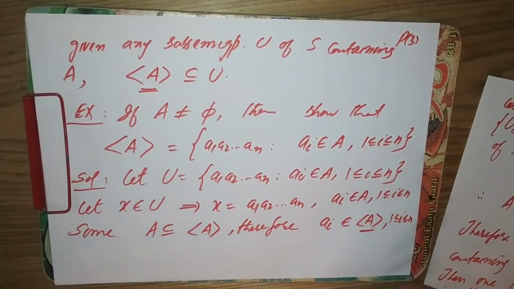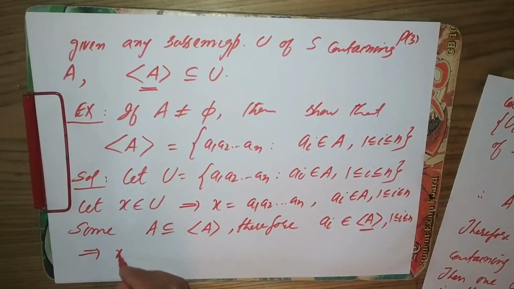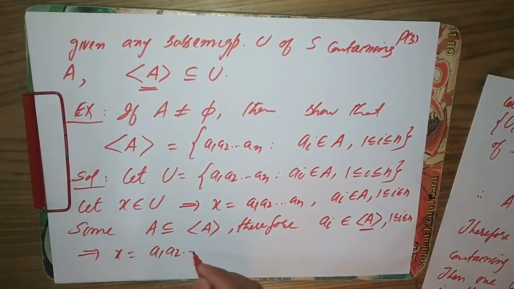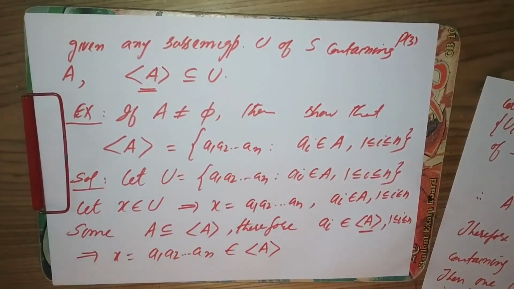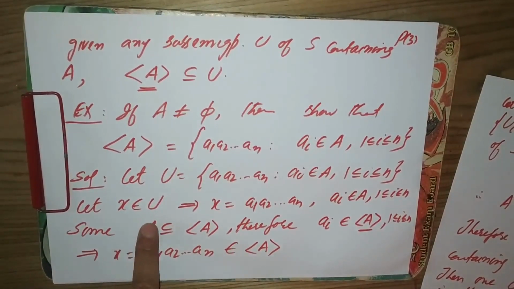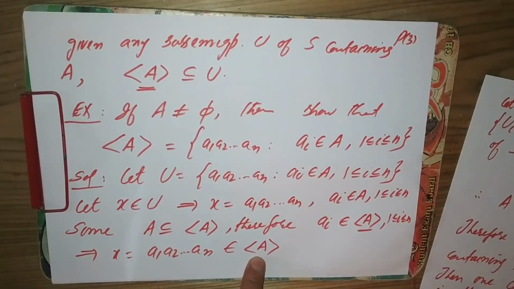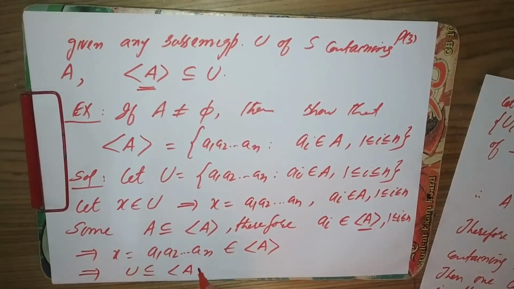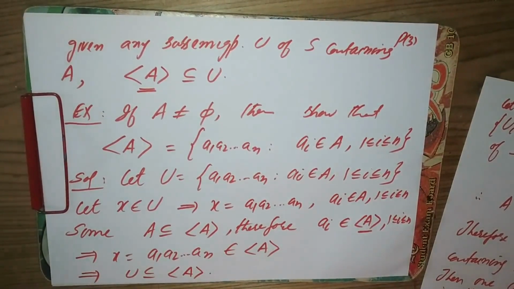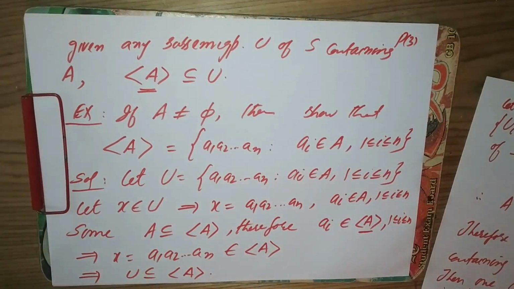Since it is a subsemigroup, the product must also be in that. Which implies this X, which is equal to the finite product, is in that semigroup. So any element X in U is in the smallest semigroup containing A, which implies U is a subset of it. Now we prove that the other one is also a subset of U.